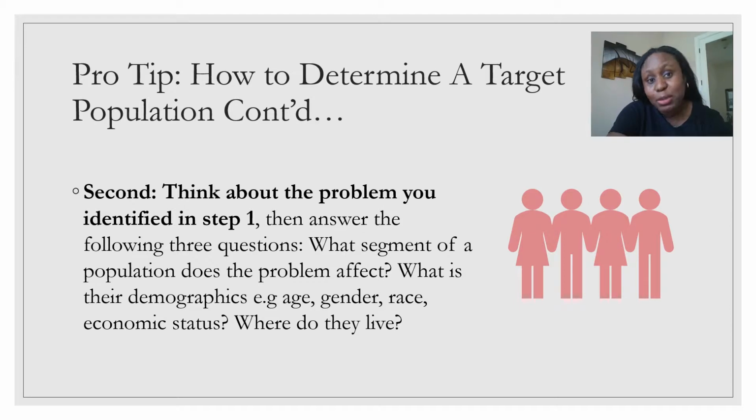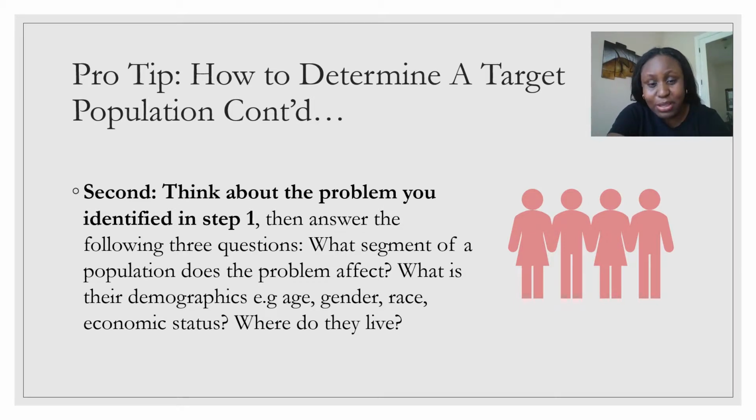So these are my pro tips for how to determine the target population for your social good program. The second step is to think about the problem you identified in step one in that video, and then answer the following questions. What segment of a population does the problem affect? If you have not taken the time to write down your problem before, you probably won't know what I'm talking about. So just go do that and come back right now.